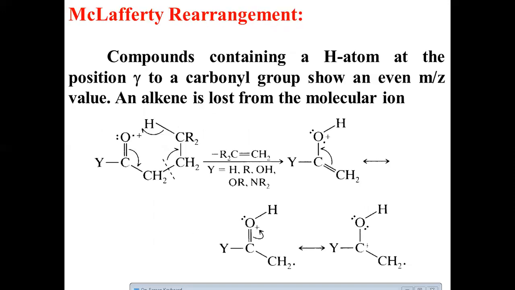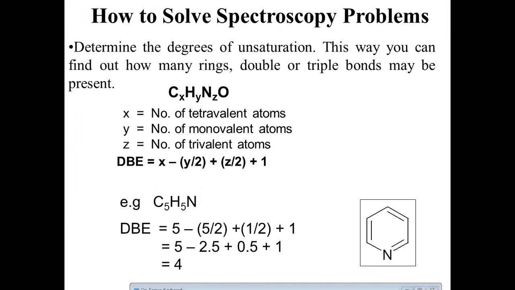That's it. And as I said, the base peak can be due to the stable carbonium ion or due to the McLafferty rearrangement that takes place due to the abstraction of the gamma hydrogen, and you get a peak.